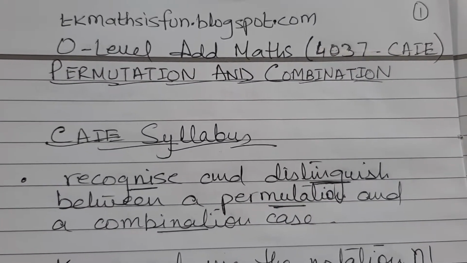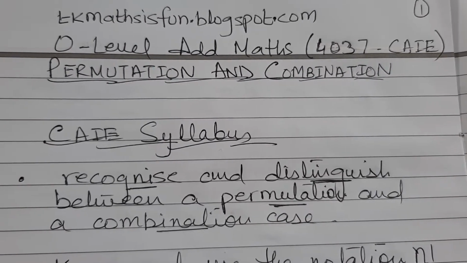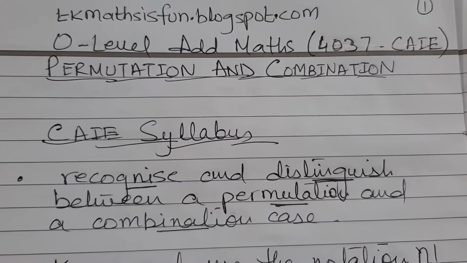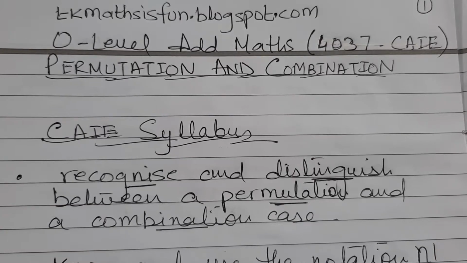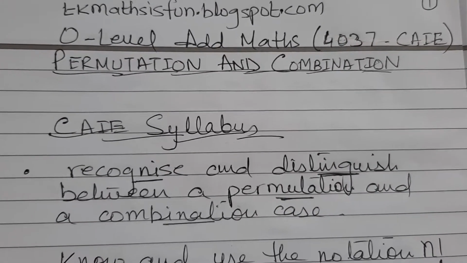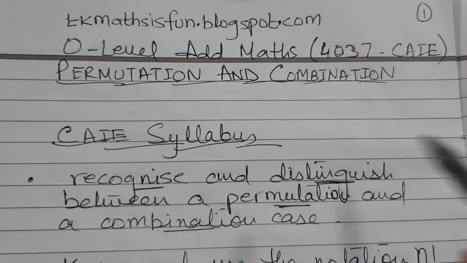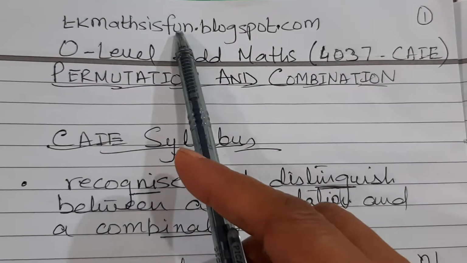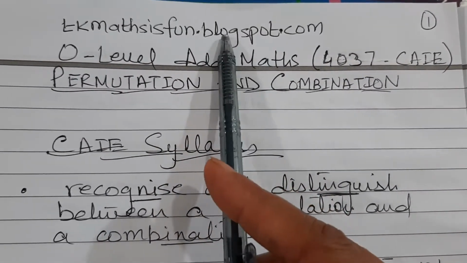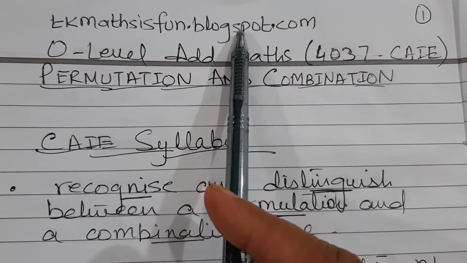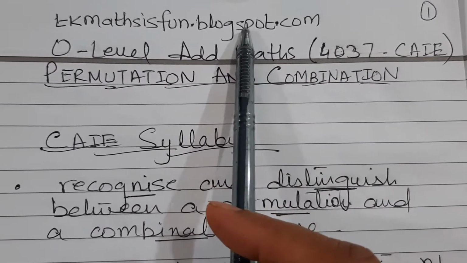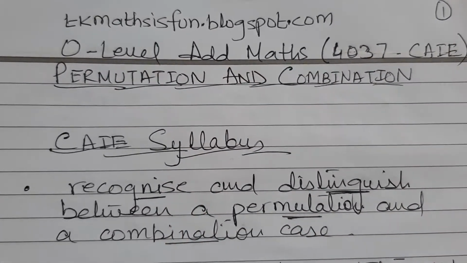In this video, I will explain to you the concept of permutation and combination, which is a syllabus of CAIE O-Level Ed Maths. So before I begin, you can see on the top the blog address. It's my blog address, and you will find the link of all my earlier made videos on this blog.